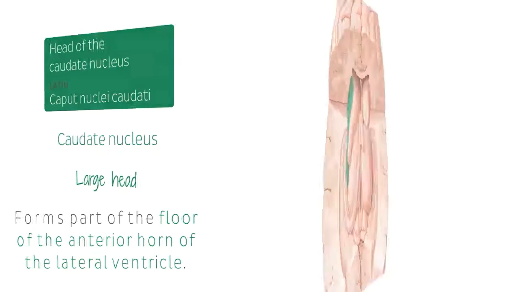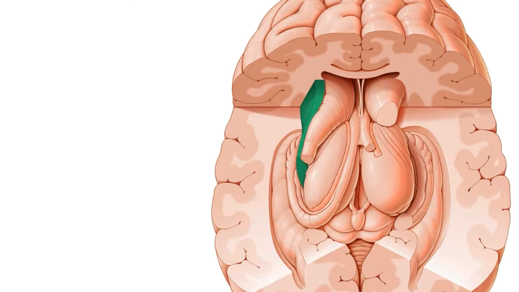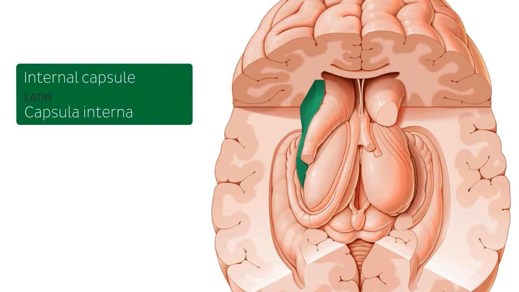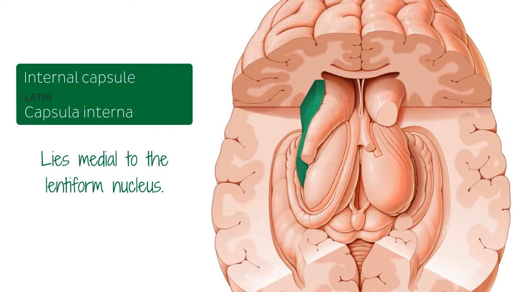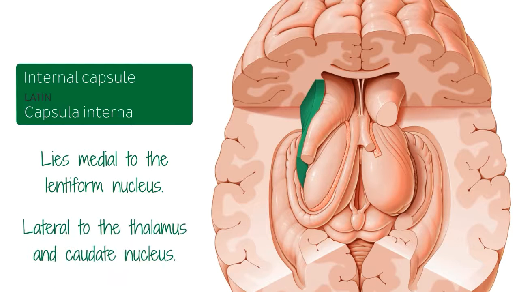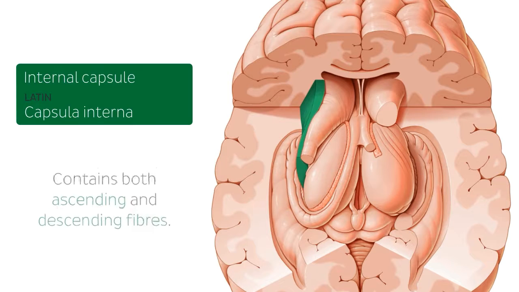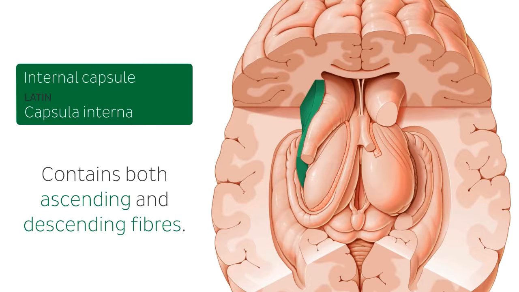Immediately lateral to the caudate nucleus, we see this structure that is highlighted here in green. This is the internal capsule. It is one of the most important fiber systems of your brain. It lies medial to the lentiform nucleus and lateral to the thalamus and caudate nucleus. It contains both ascending and descending fibers that connect the cerebral cortex with the brainstem, the spinal cord, and thalamus.